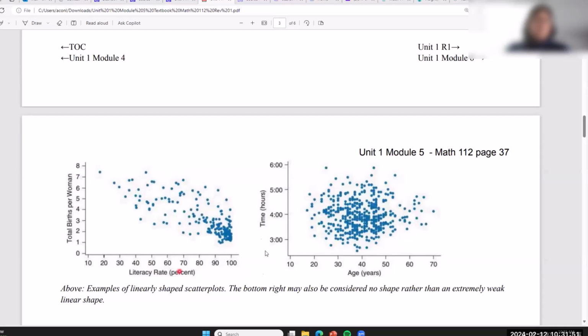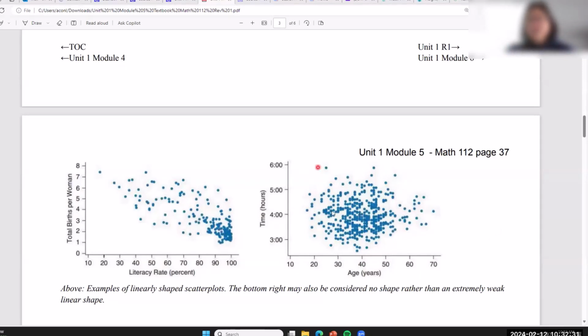What do you think the trend on this one is over here? What's the trend as you move to the right? As literacy rate goes up, what happens to total births? As you go from left to right, where do these points seem to be going? Up or down? Down. Yeah, so as you move to the right, as one goes up, they're moving down. So that's what's called a negative trend. A negative trend. They move in the opposite way. So as you move to the right, you're moving down.